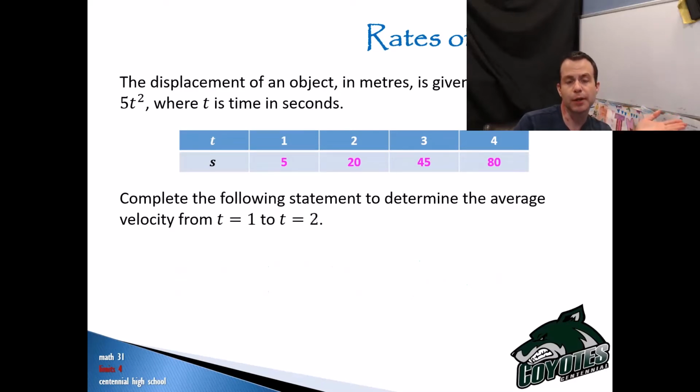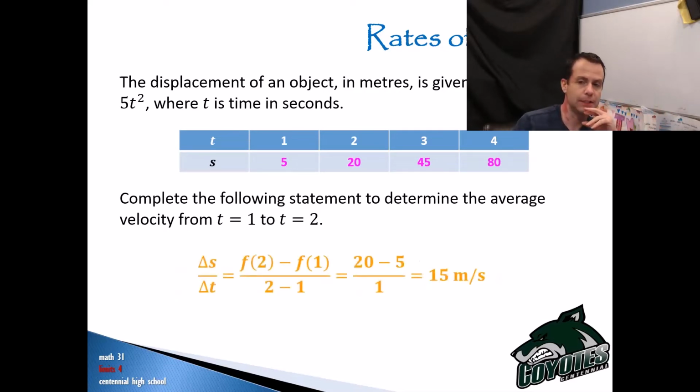Okay, what if I wanted to go from 1 to 2? Some of you are catching on right away what I'm doing, aren't you? I'm approaching 1, right? I started at 4, and then I went to 3, then I went to 2. Anyway, 1 to 2. So my overall S change would be 15 over 1, which is 15 meters per second. Okay?